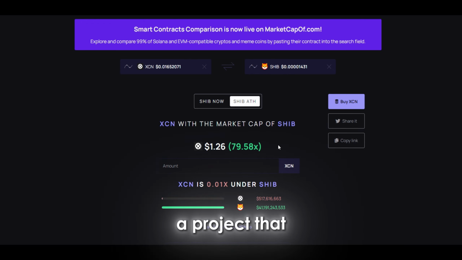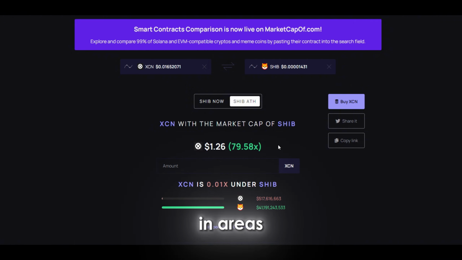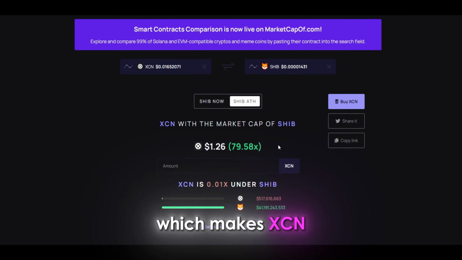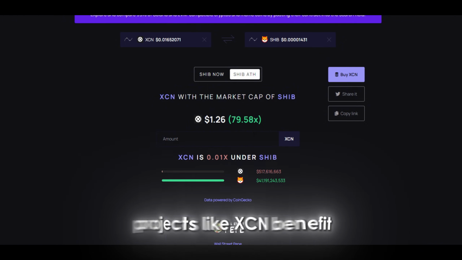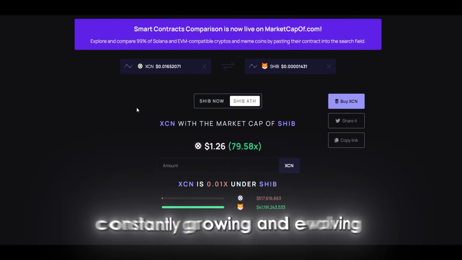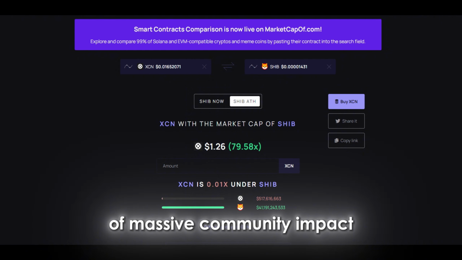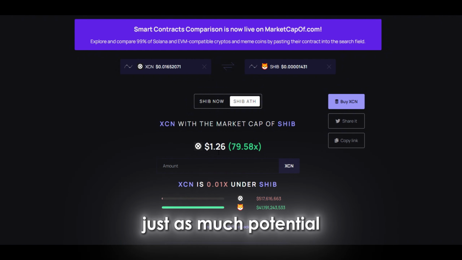XCN coin is a project that aims to create real value, not just an investment vehicle. The coin is making significant strides in areas such as technology, security, and the improvement of financial systems, which makes XCN a project that creates value. Projects like XCN benefit not only from short-term speculation, but also from constantly growing and evolving ecosystems. If XCN coin is backed by the kind of massive community impact and rapidly growing awareness that Shiba experienced, it could have just as much potential.